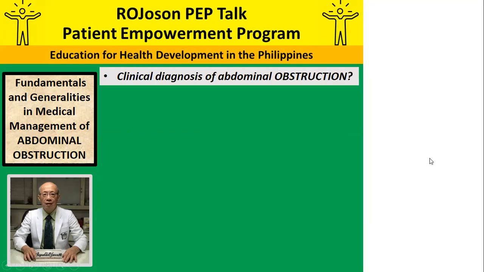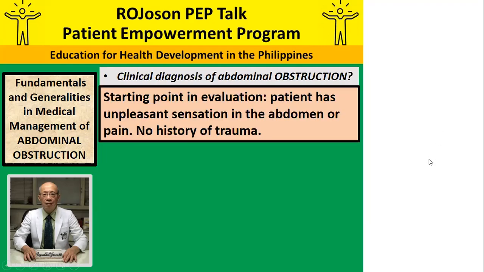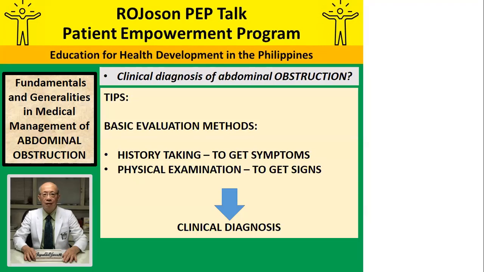So, clinical diagnosis of abdominal obstruction. The starting point in the evaluation of a patient with possible abdominal obstruction is that the patient has an unpleasant sensation or pain in the abdomen, with no history of trauma. Then we will see if there is abdominal obstruction or not. But before we go to the more detailed process, let me say that these are the basic evaluation methods in all patients with abdominal problem: history taking to get symptoms, physical examination to get signs, data.